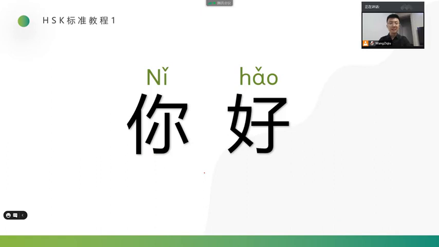Okay, just now we have learned how to read. We have learned some very simple finals and initials. Now these two characters, can you read them? Yes, very good. They are 你 and 好. 你好, 你好 means hello. 你好. Okay, now let's have a break.